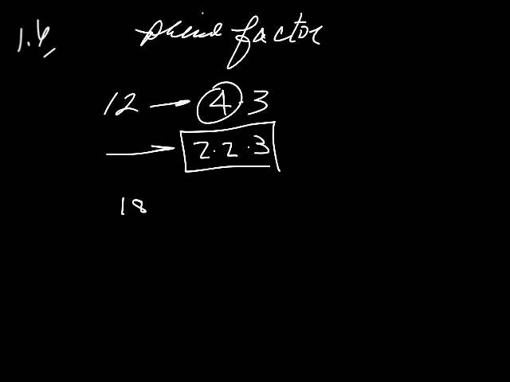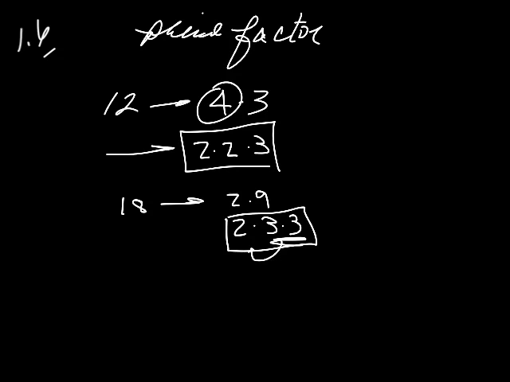I have 18. My numbers that go into 18, well, I've got 2 and 9, but 9 is not prime, so then I write its factors. So 2 times 3 is 6 times 3 is 18. Or 3 times 3 is 9 times 2 is 18.